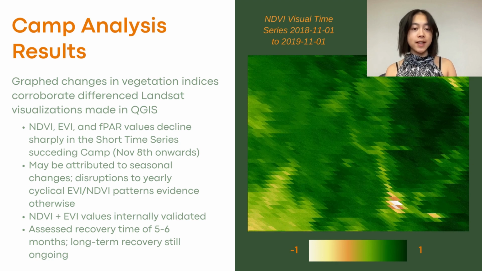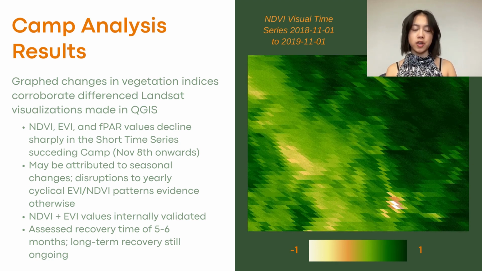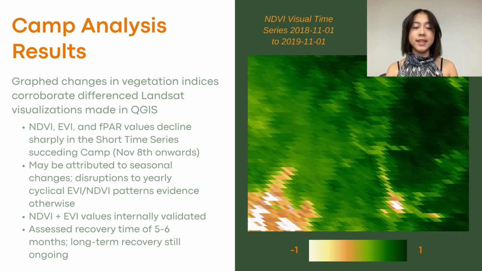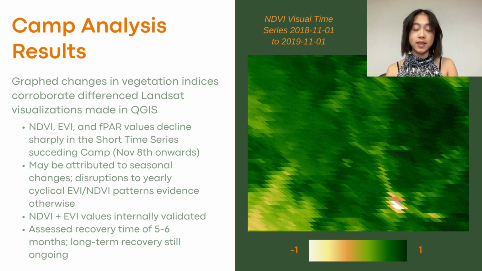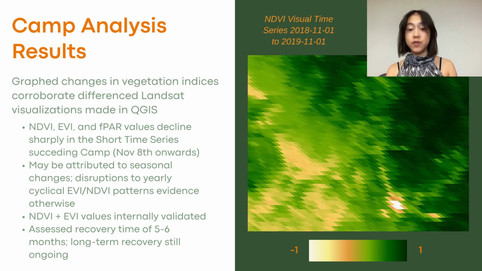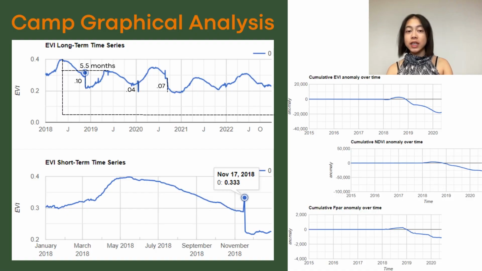From these cumulative analyses, a few distinct patterns emerged. Overall, graphed changes in vegetation indices corroborate different Landsat visualizations made in QGIS. Simply put, what we observed graphically matched what we also saw visually. The following graphs all show clearly how NDVI, EVI, and FPAR values decreased sharply following the start of the Camp Fire, so November 8th. And pivoting to the EVI short-term time series to the left, we see how EVI decreases by 0.10 just a week after the fire began.